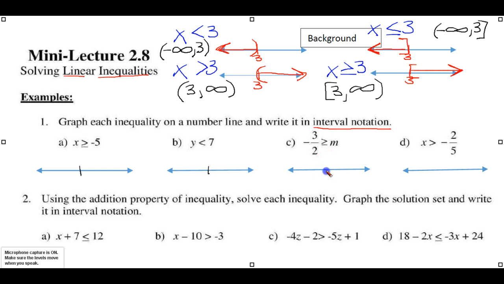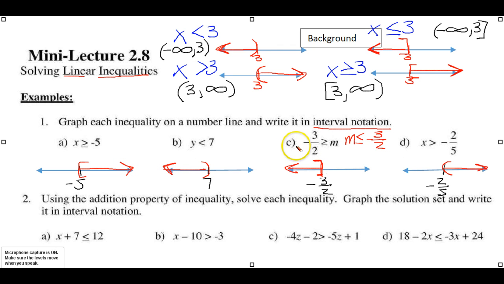we're just going to indicate the number we're interested in. This is why it's nice to do it this way. A -5, a 7, a -3/2, and this is a -2/5. Now, what I'd like you to do is take a moment and put the proper graphing of it there. So, did you get these?